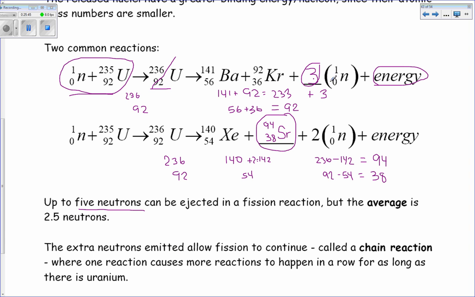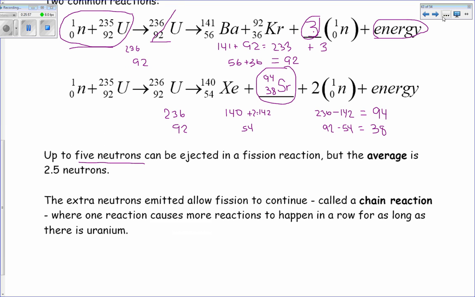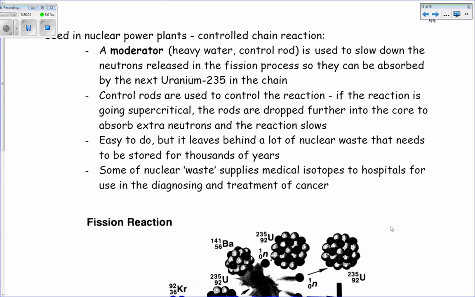So you have this fission reaction, you get 3 neutrons. That goes on to do 3 more fission reactions. Maybe each of those has 3 neutrons. That gives you 9, and so on. So one reaction causes more reactions to happen in a row for as long as there's uranium. And there is a picture to illustrate this on the next page down here.